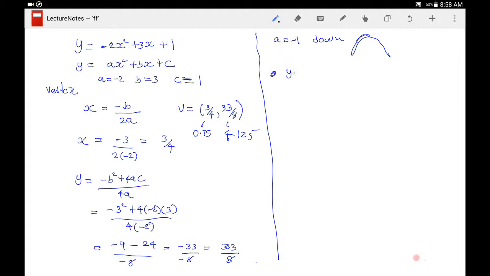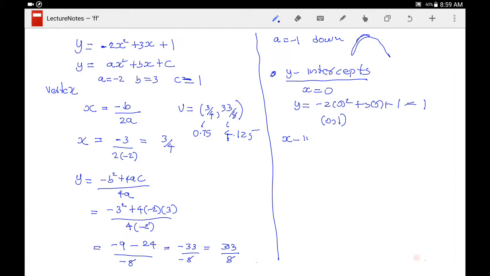Next I will look for the y-intercept. For the y-intercept, I need to plug in x equals 0, or it's given by the constant. You can directly use 1 also, because this gets 0, so I get 0, 1. Then the x-intercept.